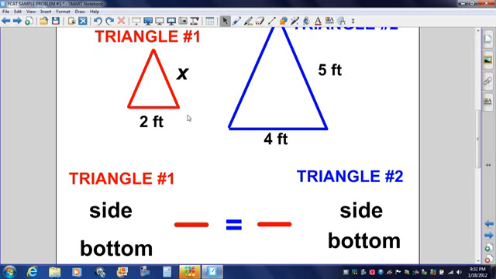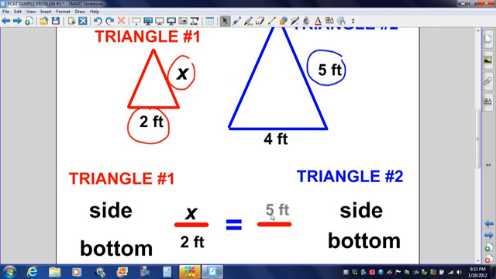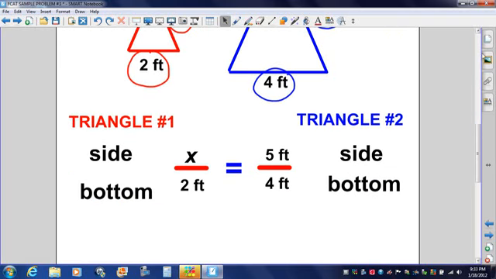I'm going to do the side of triangle 1, which I'm going to call X, to the bottom of triangle 1, which is 2 feet. Then over here, I'm going to say the side of triangle 2 to the bottom of triangle 2. That is one way to set up a proportion. I'll show you one more way.